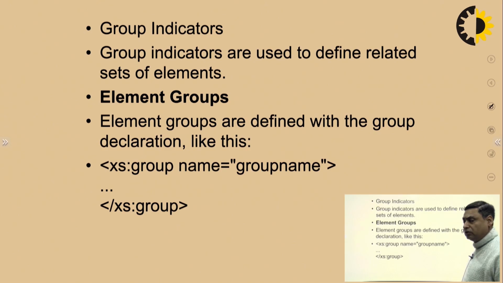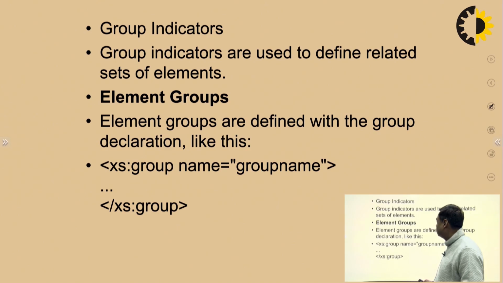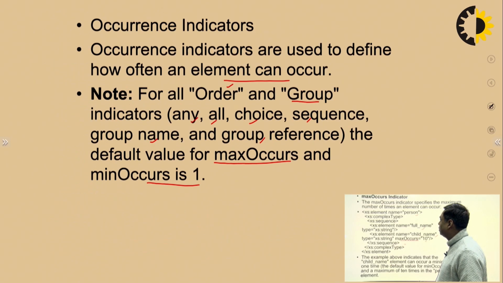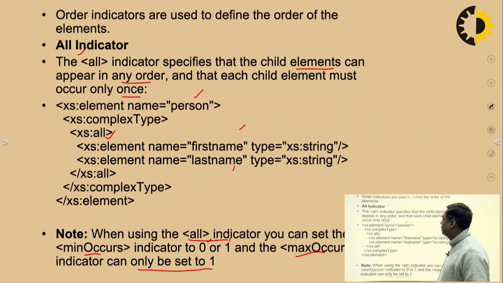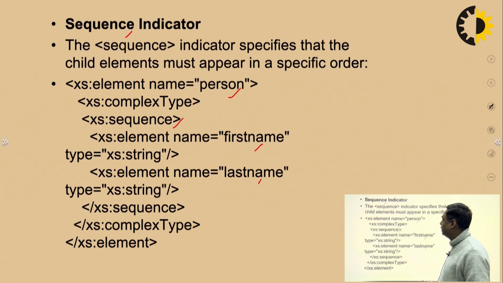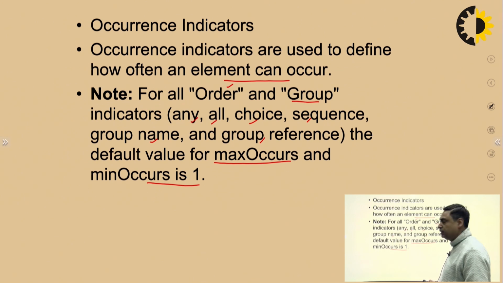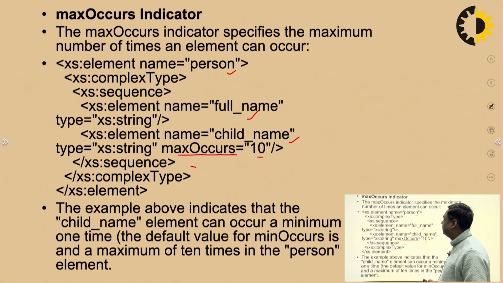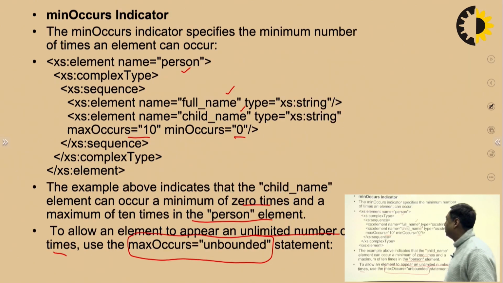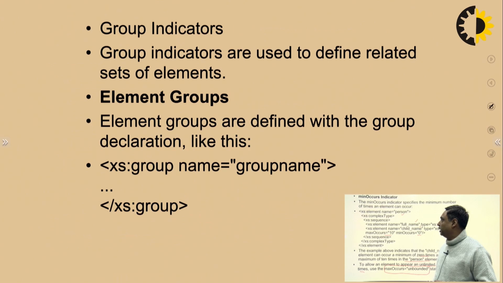Next, talking about the group indicator. So till now I discussed 3 indicators. I discussed choice, then sequence, then occurrence indicator. The 2 major indicators are max occurs and min occurs. Now I am going to talk about group indicators.